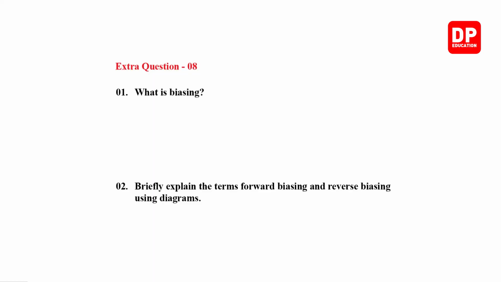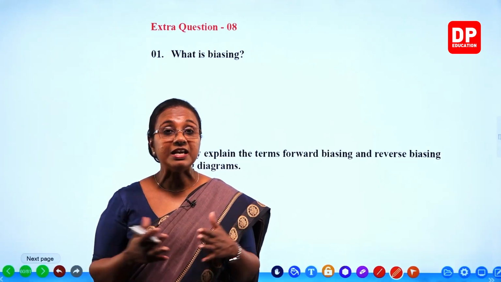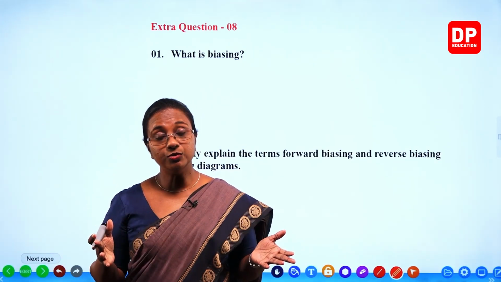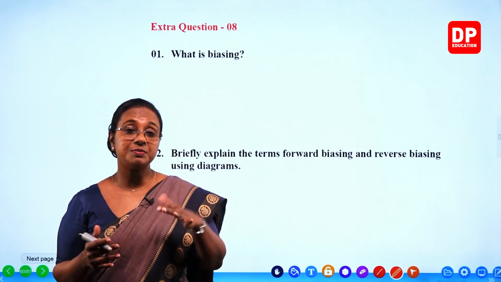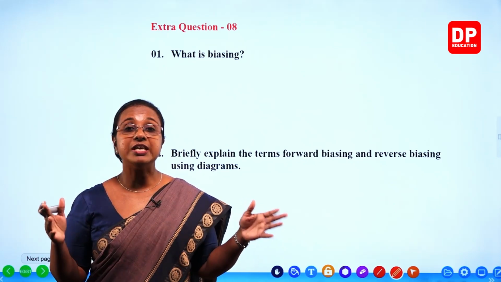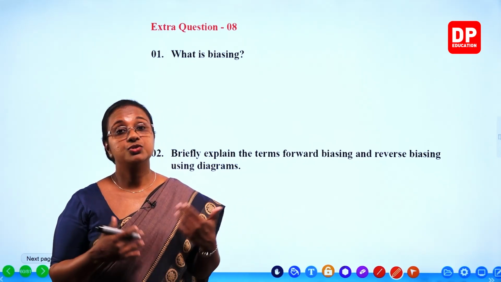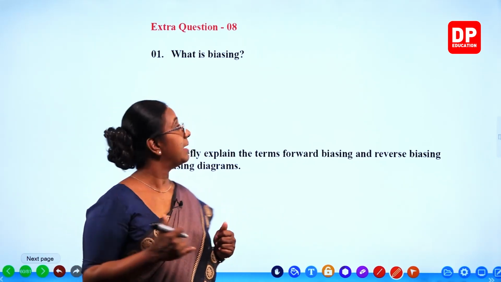Extra question 8. What is biasing? First part of that, what is biasing? What do we say for that? Now we all know there is a PN junction, there is a depletion layer in the PN junction. So when we connect a battery, what do we do? We apply a potential difference across the PN junction using an external source. So that is what we call as biasing.